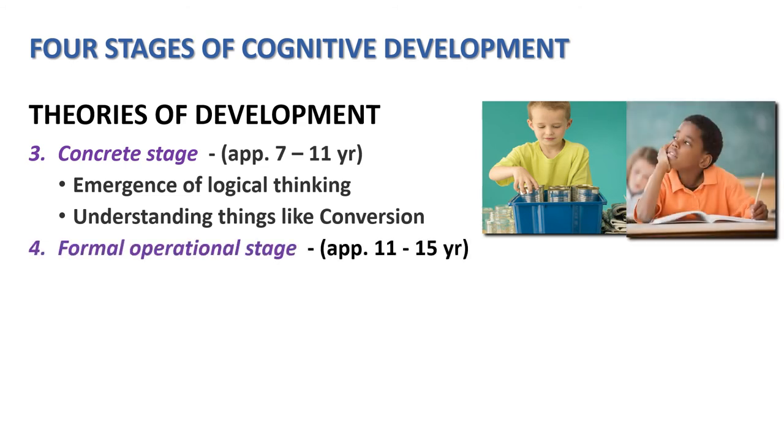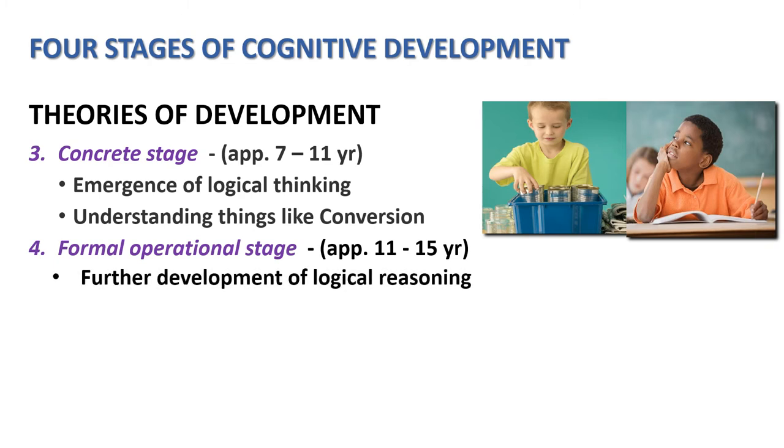I hope that was at least semi-clear. Okay, and then formal operational. So this is kind of when we're starting to get towards more adult ways of processing the world. As the child's in this 11 to 15 range, we start to see a further development of logical reasoning.